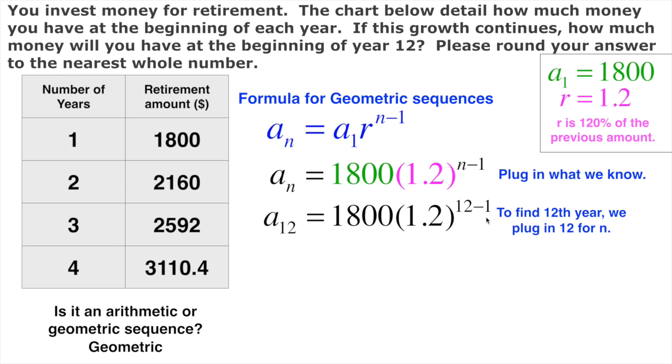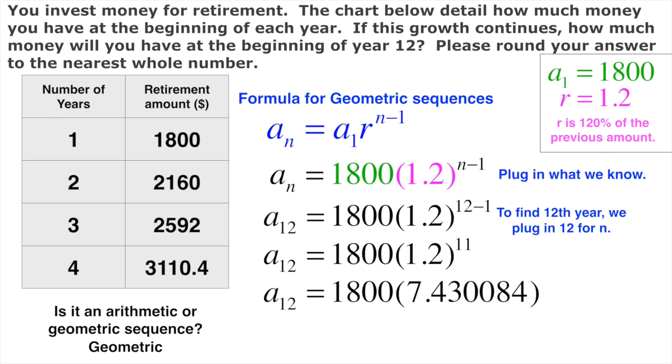I've got to do what's in my exponent. 12 minus 1 would give me 11. 1.2 to the 11th power. Now, this one we get into our order of operations. We have to do exponents before we do multiplication, so I'll do this one first. 1.2 to the 11th is 7.430084. Now, I let that one go long. I don't chop it off, even though this one says round to the nearest whole number. I don't round until the very, very end.